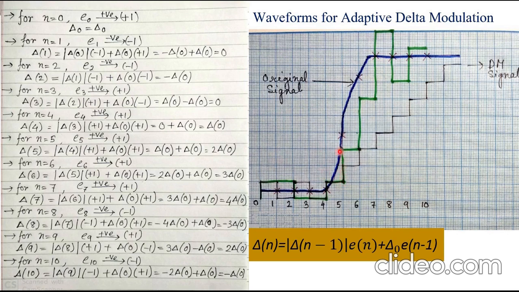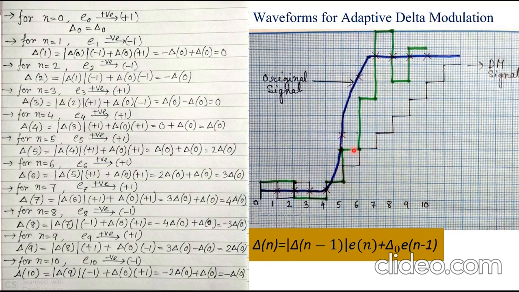So compared to delta modulation, now step size is increasing. Okay, so one can see it over here. Now it is reaching over here. So compared to this delta modulation, here the step size is increasing in adaptive delta modulation. So one can see it over here. Now it is reaching over here.